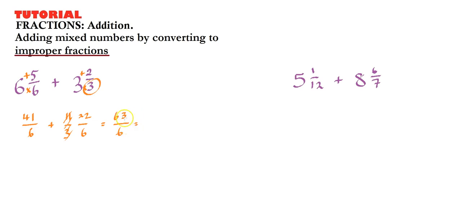And that's going to give us 63 divided by 6 is 10 with 3 left over. So it's 3 sixths. And we know, there we go, it's 3 sixths. That can be renamed as a half. So 10 and a half is the answer to the first one.